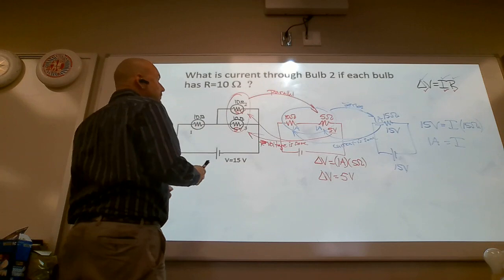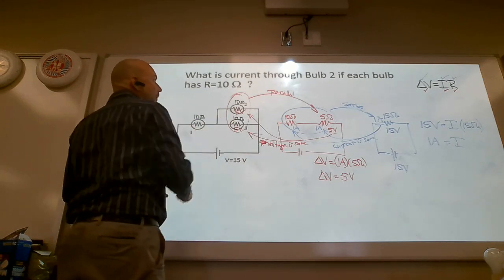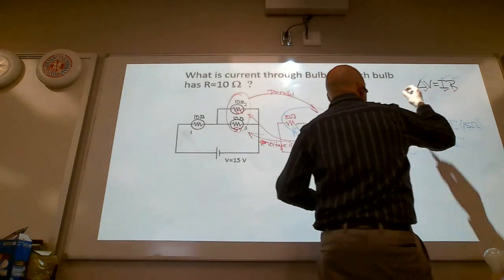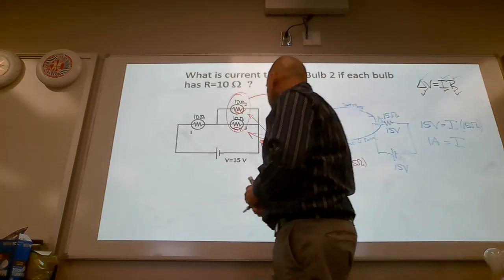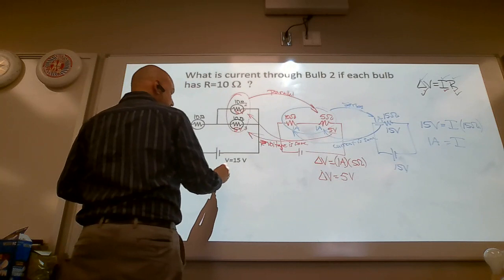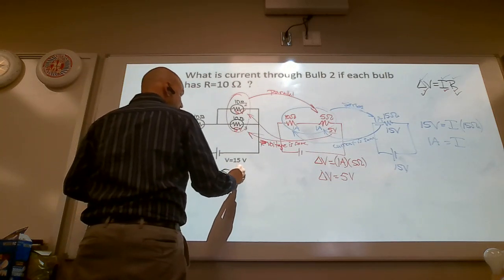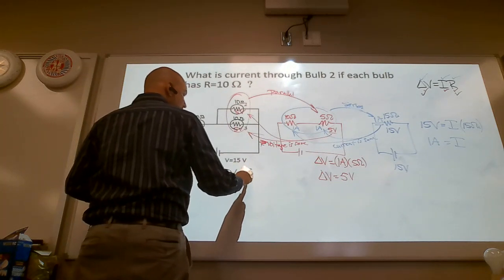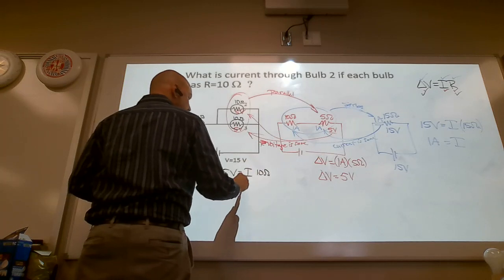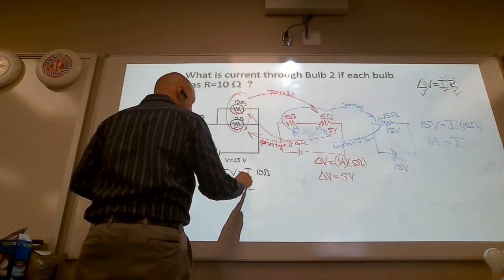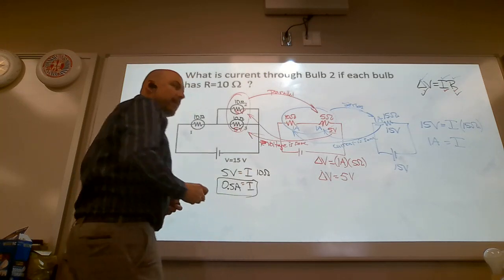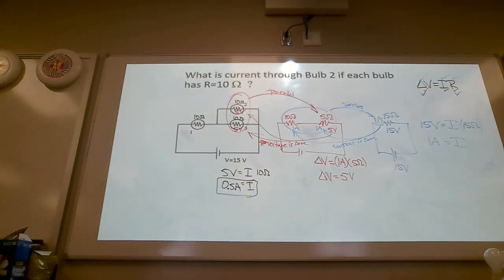Last step. I'm looking for the current from bulb 2. I have the voltage. I've got the resistance. All I need is the current. So 5 volts is equal to current times 10 ohms. 0.5 amps.